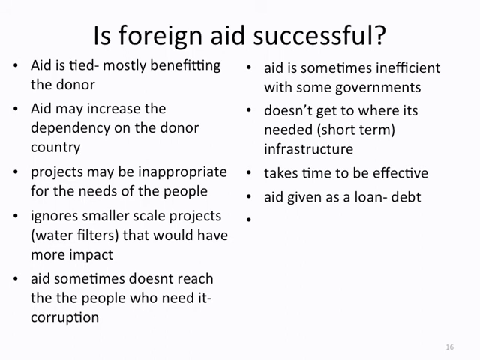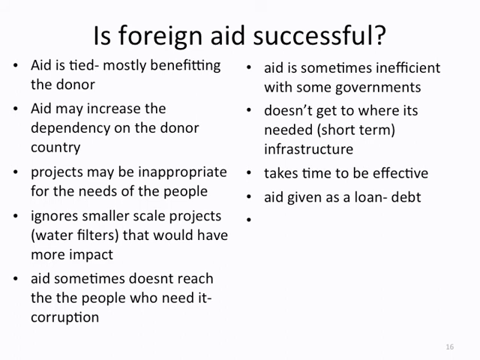Like we said, aid is tied, mostly benefiting the donor country. Aid may actually increase the dependency on the donor country over a period of time, and projects might actually be inappropriate for the needs of the people. It might ignore smaller scale projects such as what is actually needed in countries, like water filters and mosquito nets, which have more impact in that country.